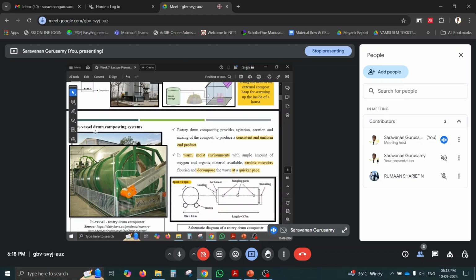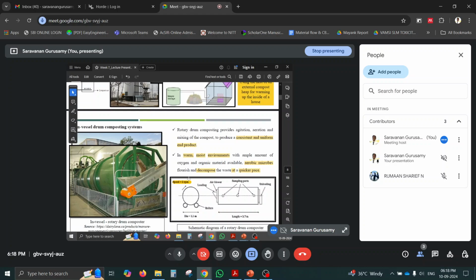In-vessel drum kind of thing. So you can see the whole drum itself will be rotating. The purpose is to produce a consistent and uniform end product, because all the material will be rotated at the same speed, and the whole drum will be rotating at a speed of around 2 rpm. That is very slow speed, and the whole material will be mixed instead of auger mixing. The whole drum itself rotating will give you a consistent and uniform end product. That is the ultimate aim.